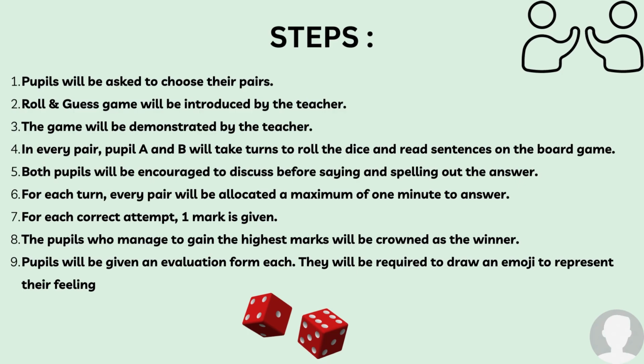Sixth, for each turn, every pair will be allocated a maximum of 1 minute to answer. Seventh, for each correct attempt, 1 mark is given. Eighth, the pupils who manage to gain the highest marks will be crowned as the winner. And the last step is pupils will be given an evaluation form each. They will be required to draw an emoji to represent their feeling.